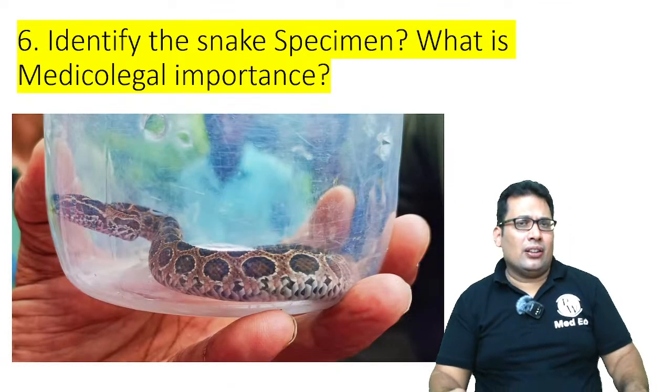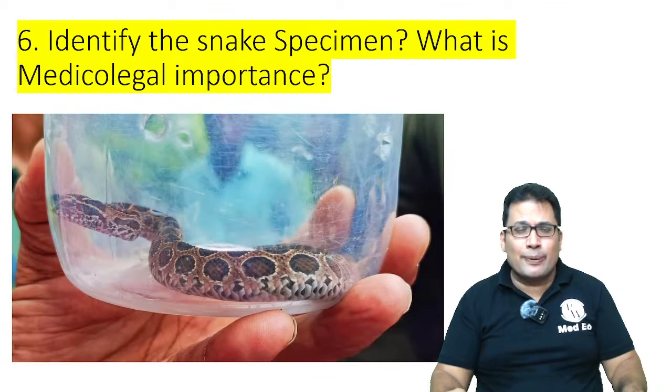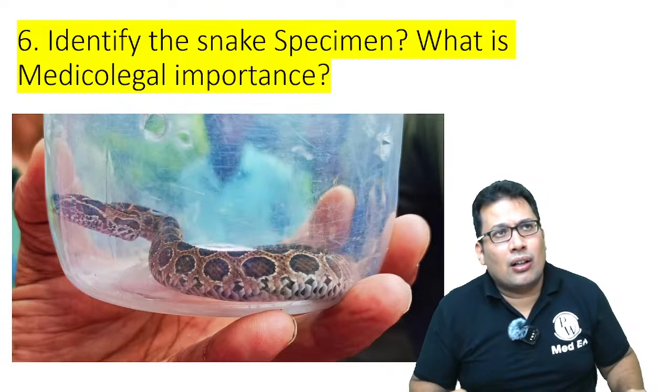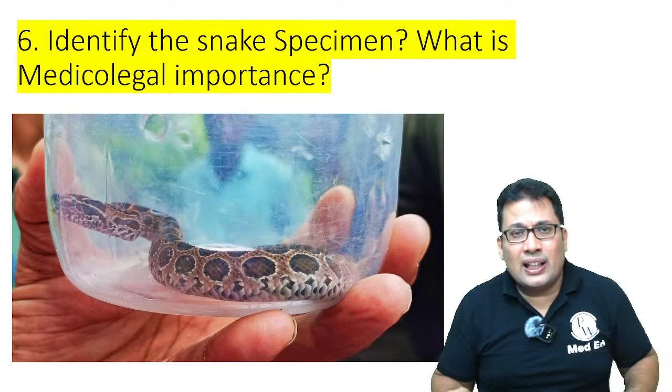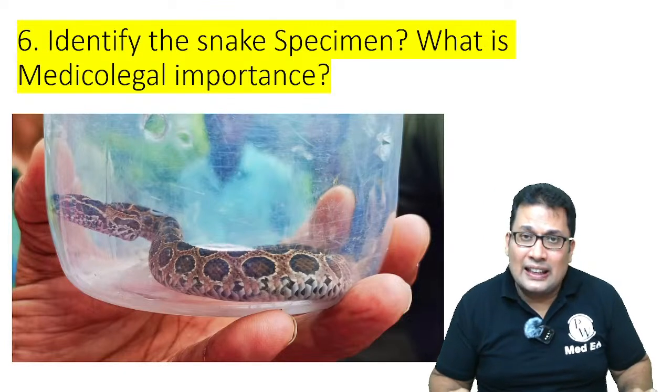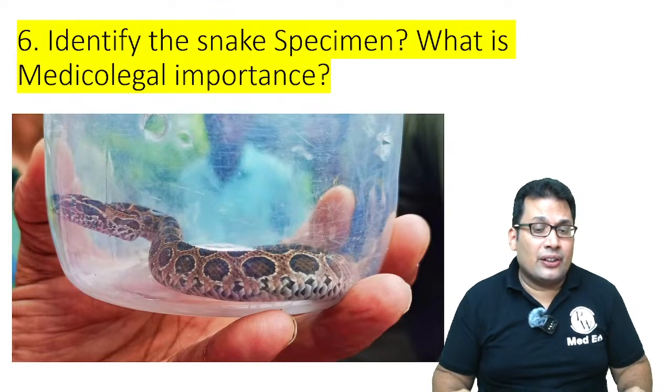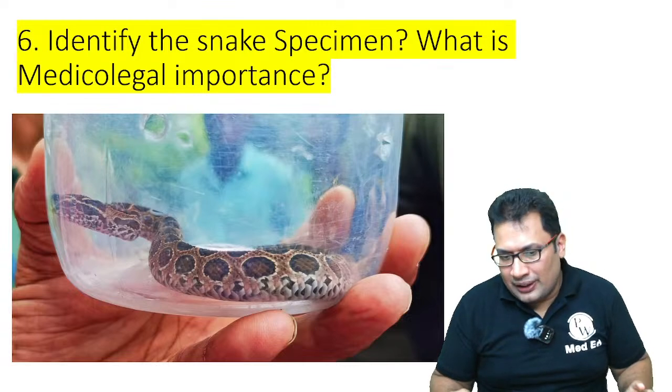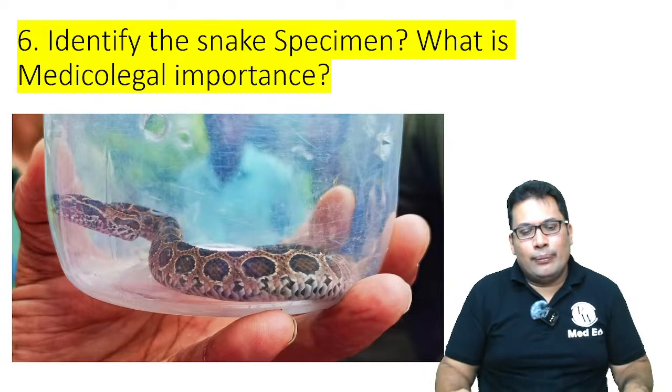Identify the snake given. Sometimes a wet specimen can be given, either snake or liver laceration, extradural hemorrhage, subdural hemorrhage, brain laceration, spleen laceration. So, what is the snake specimen, and what is the medico-legal importance of this?